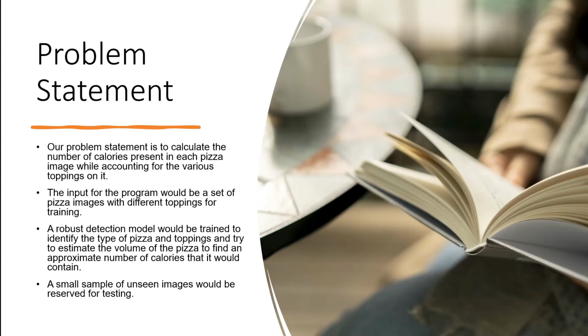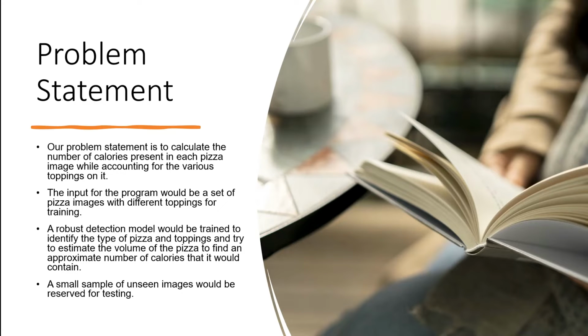We are trying to calculate the number of calories present in the pizza image while also accounting for the various toppings present on it. Any toppings including paneer, chicken, onion, tomato, all of these would be annotated and added to the total sum of calories. The input for the program would be a set of images of pizza, and each of the images would have different toppings present on it, and that would be used for training.